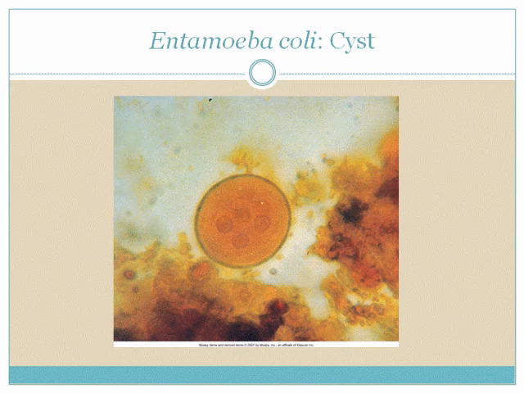I don't see any chromatoidal bodies in this one. If you look here, the peripheral chromatin is more unevenly distributed versus the Entamoeba histolytica cyst. And it's kind of hard to see in this picture, but the karyosome is more eccentric.